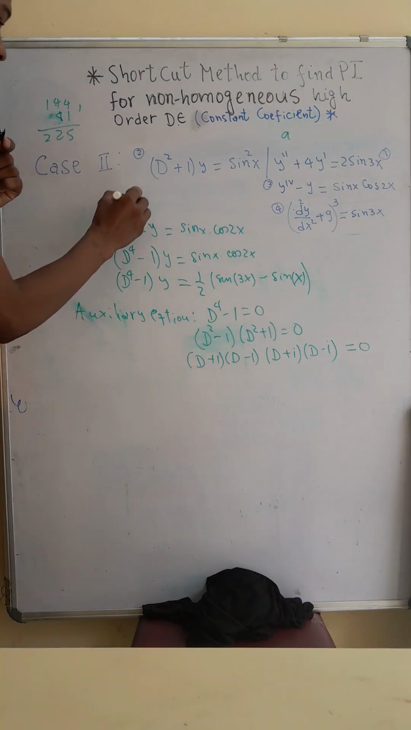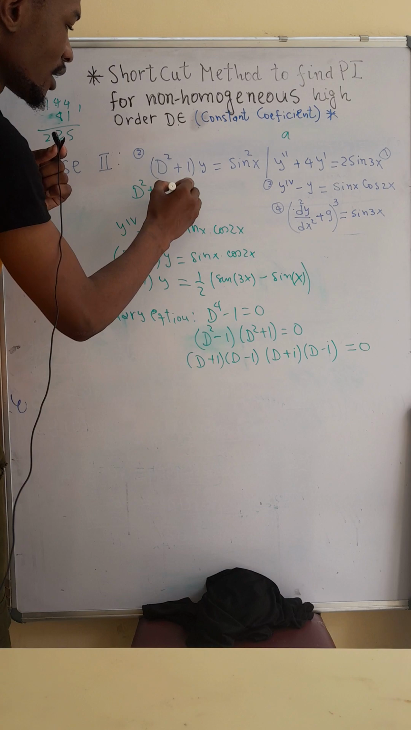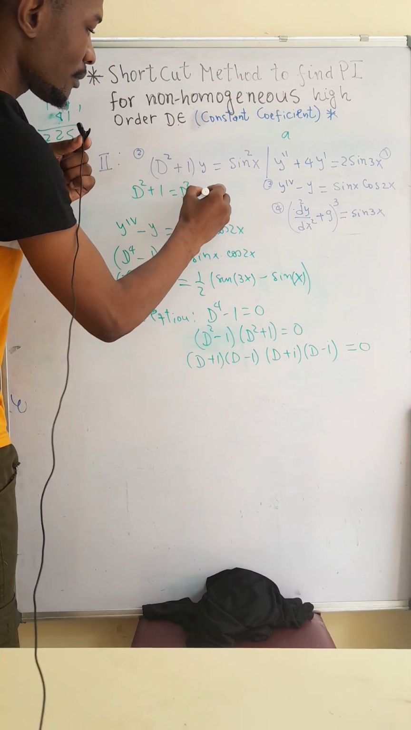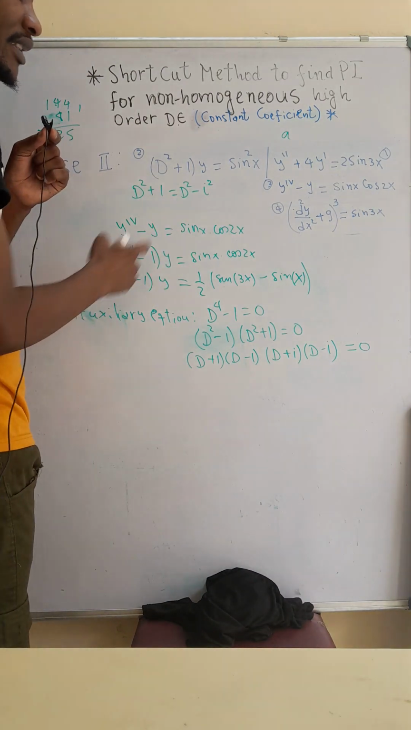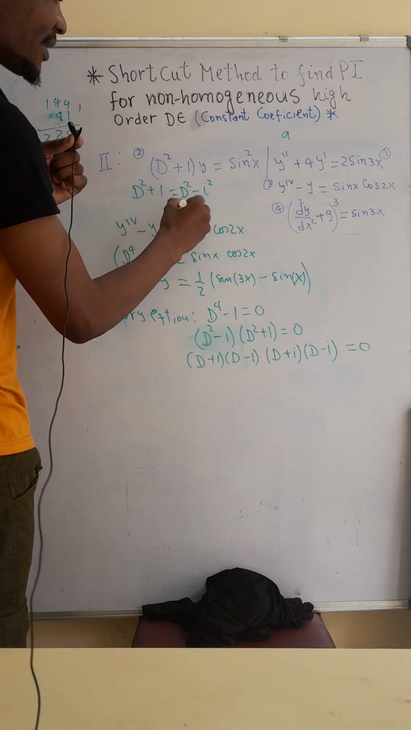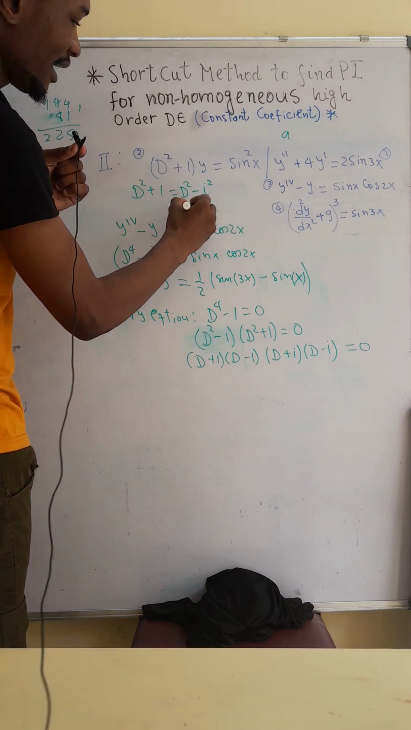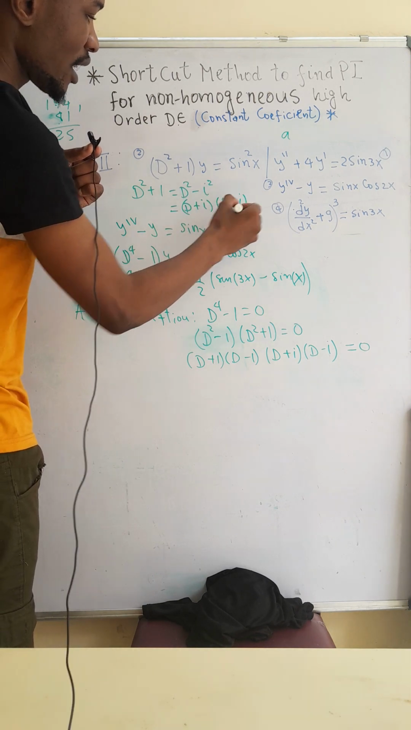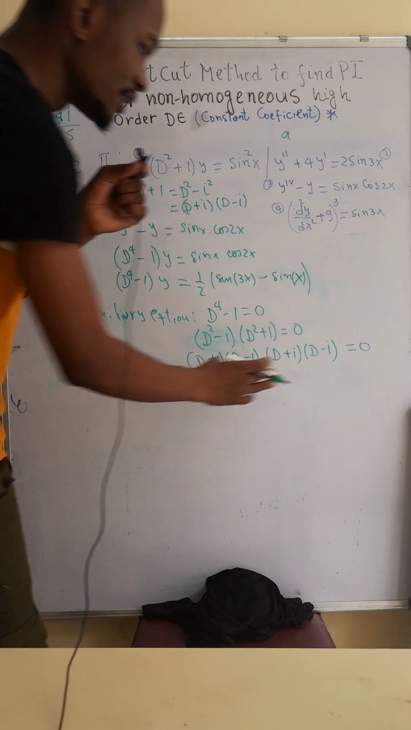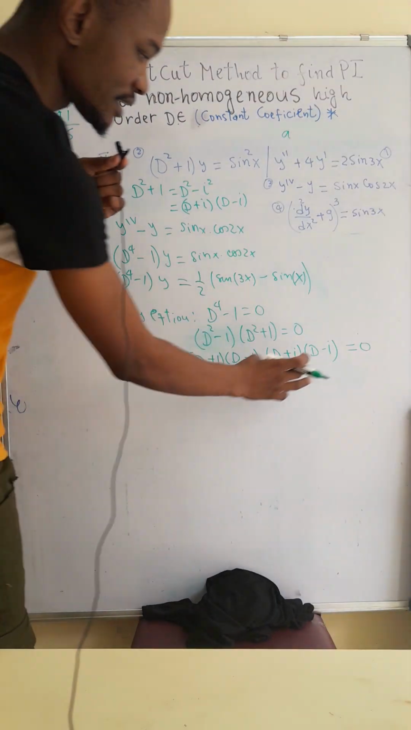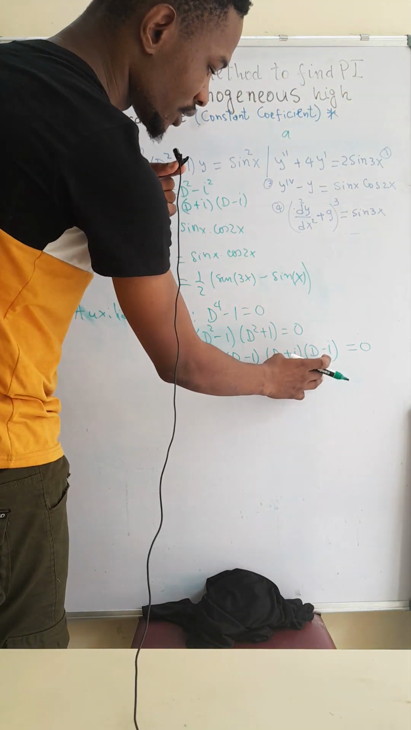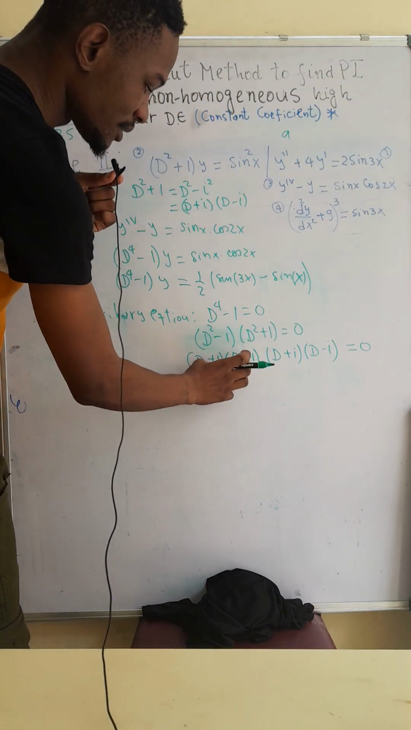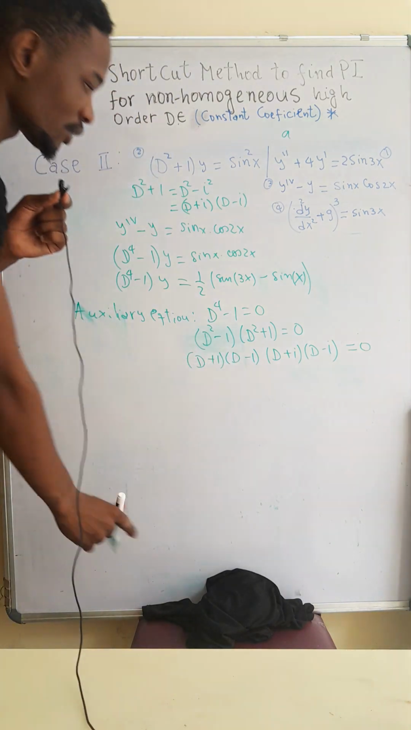How? That's the point. Here you have d squared plus 1, so you can just change it to d squared minus i squared. This will be 1, right? Because i squared is minus 1. So this will be d plus i and d minus i. Okay, now you have all the roots here. This is a pair of imaginary roots. You know the solution for this. And this is a pair of real roots. You know the solution for this.